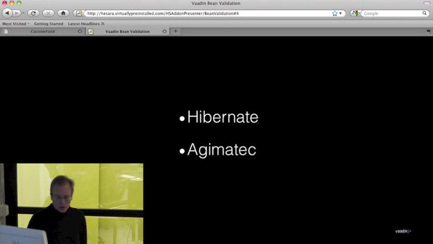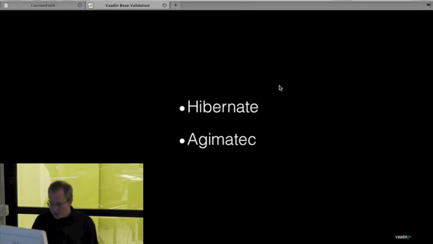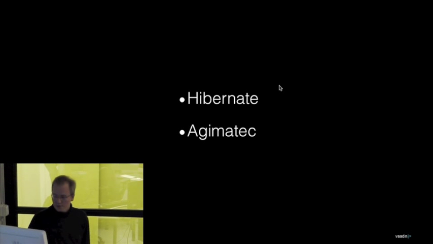In the background, JSR 303 defines these annotations. It defines some APIs on how to trigger the validation, but it doesn't provide an implementation of the validation. So there are different validation implementations available. There's one from Hibernate, so if you are using Hibernate in the project, it's simple to add the Hibernate validation module. The Hibernate one is the reference implementation, I believe, but there's one from Agimatech as well, which might be a little bit simpler in terms of the dependencies.